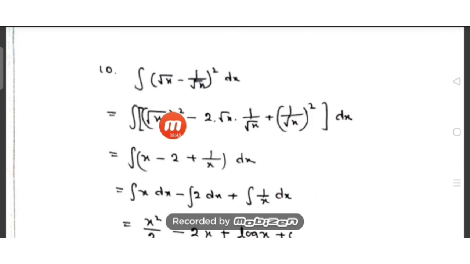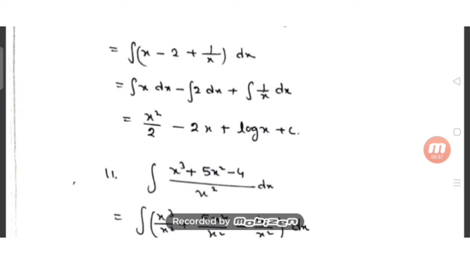Then after that, when I square the root x term, x will be there. Root x cancels, only 2 will be there, and it is 1 by x into dx. Now, all these are in standard form. There will be no problem with the constant. So I have separated it into three parts by using the sum and difference rule: x into dx minus 2 into dx plus 1 by x into dx.